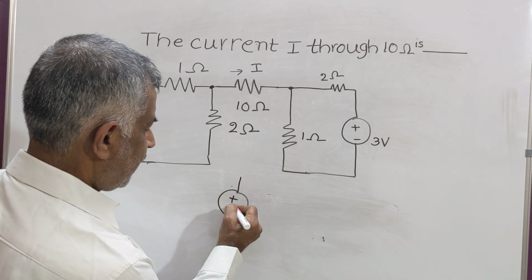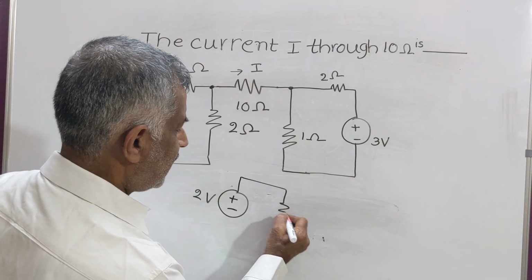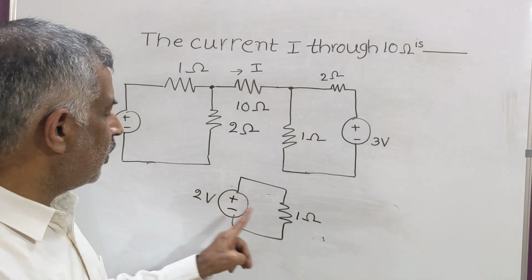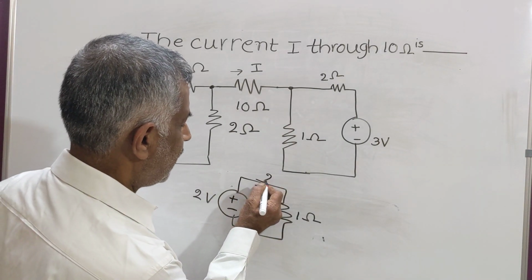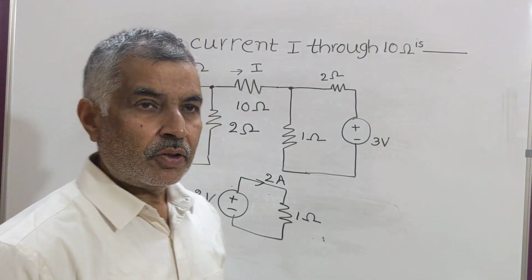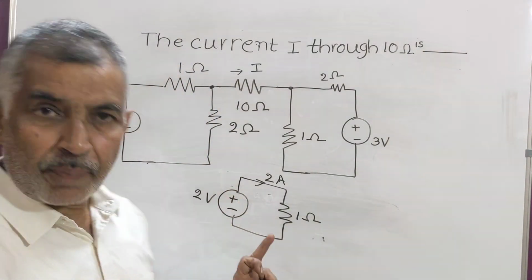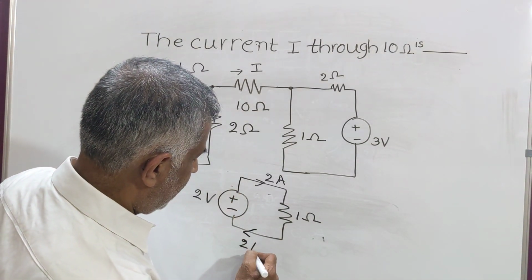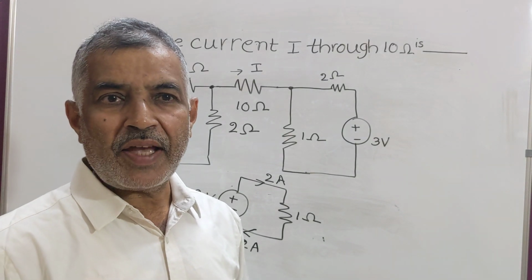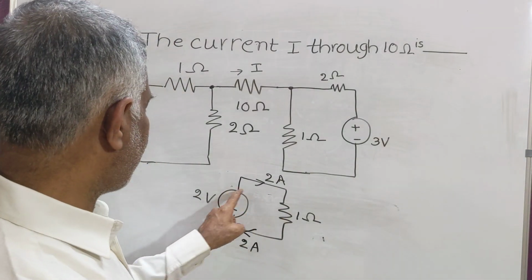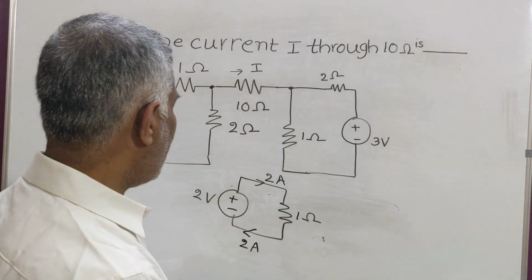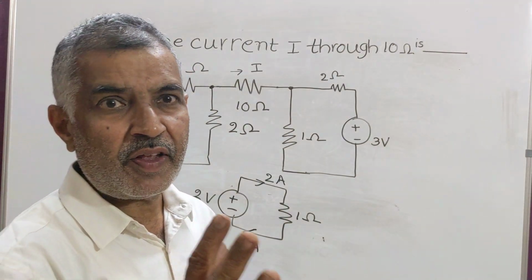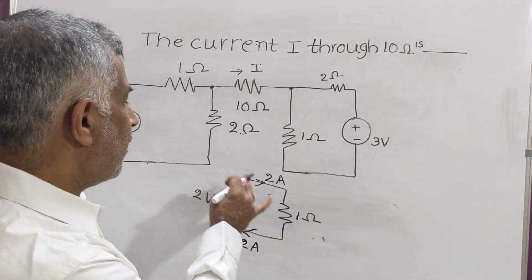I will consider a 2 volt source and a resistance of 1 ohm. What is the current through 1 ohm? 2 divided by 1, that is 2 amperes. So 2 amperes comes out from the positive terminal of the battery and 2 amps enters the negative terminal of the battery. As long as this battery is supplying current, 2 amps comes out from the positive terminal and 2 amps enters the negative terminal. This is a very important point to keep in mind.